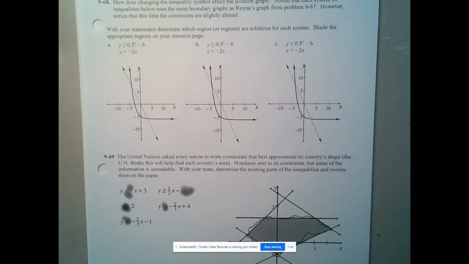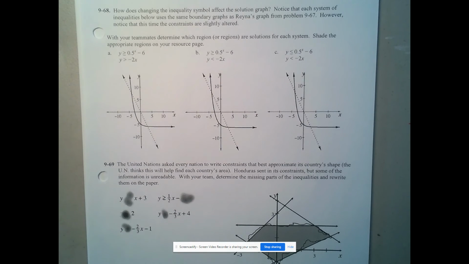All right. How does changing the inequality symbol affect the solution to the graph? Notice that each system of inequalities below uses the same boundary graphs as Raina's graph from problem 697. However, notice this time the constraints are slightly altered. So on each one of these, we've changed either the greater than, the less than, which one has which symbol. And so when we're looking for an overlapping region, just that slight bit of change makes a huge difference as to the solution to the overall system.